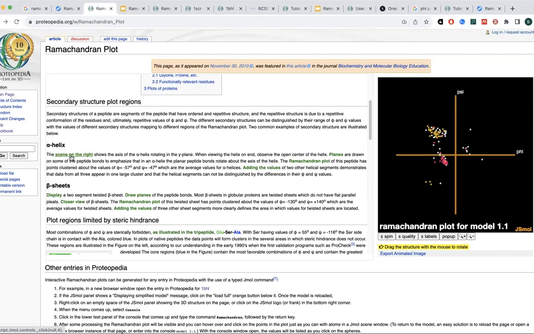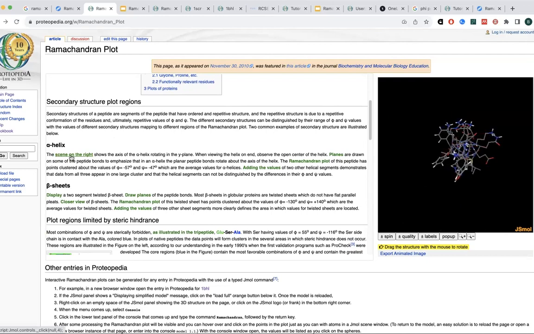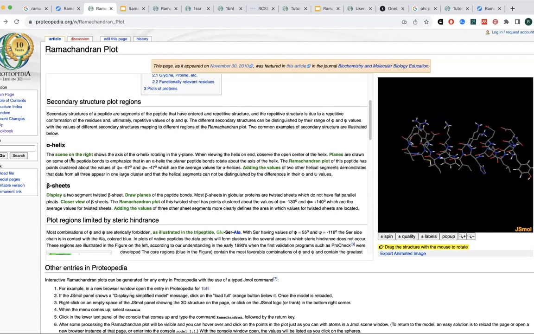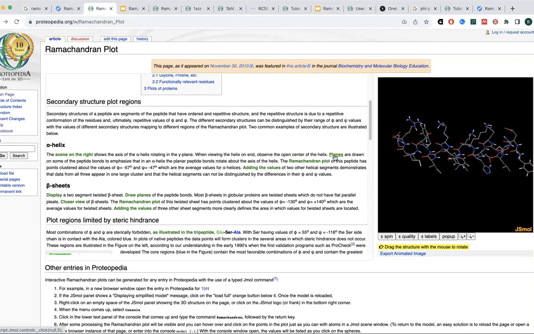So this Protopedia is a really great resource if you're interested in exploring proteins and exploring protein structure. Right now, what you're seeing is a structural model of an alpha helix. If you click on these things in the article, it's going to change the picture that you're going to see over here to highlight different things.